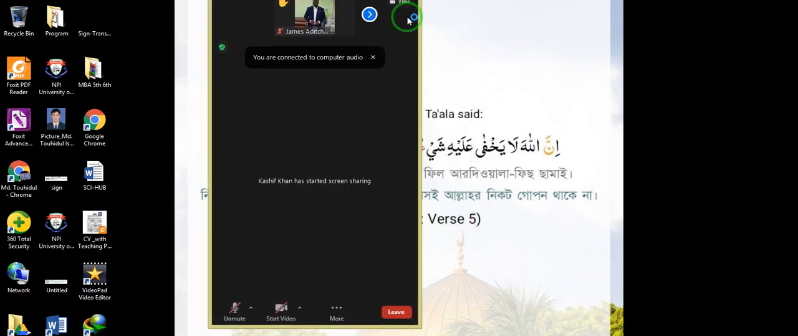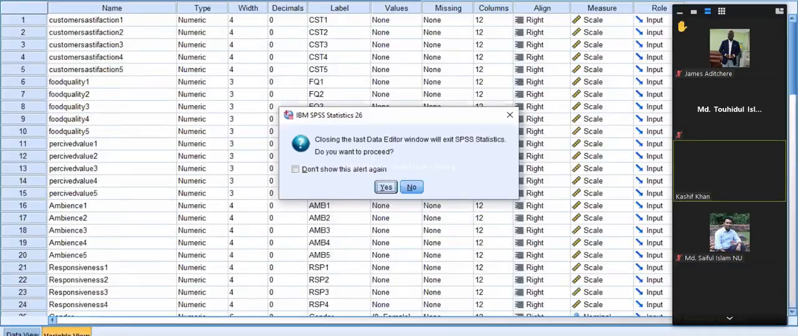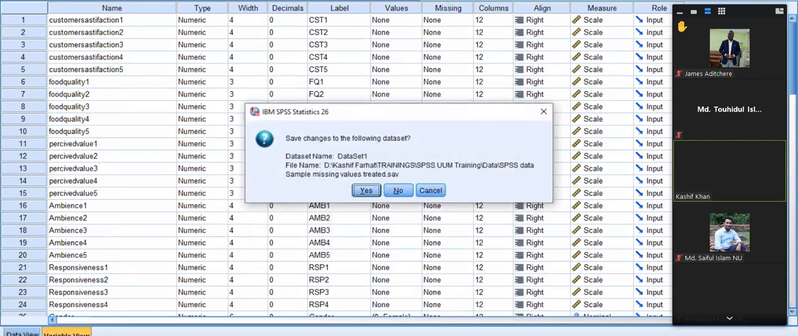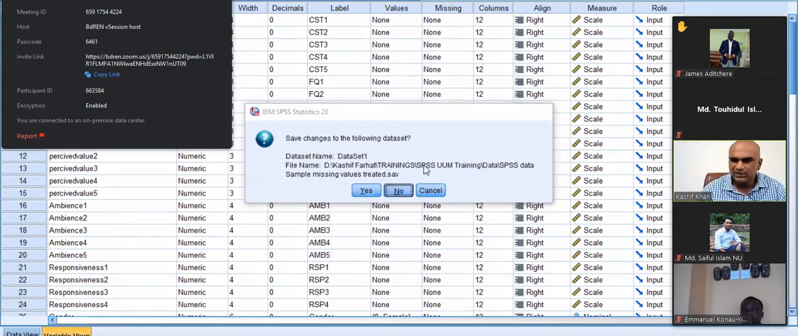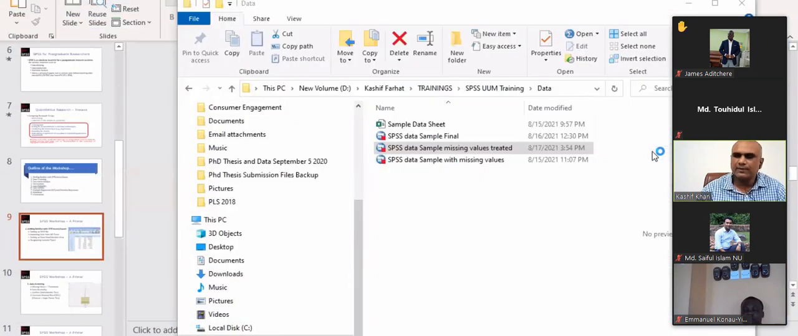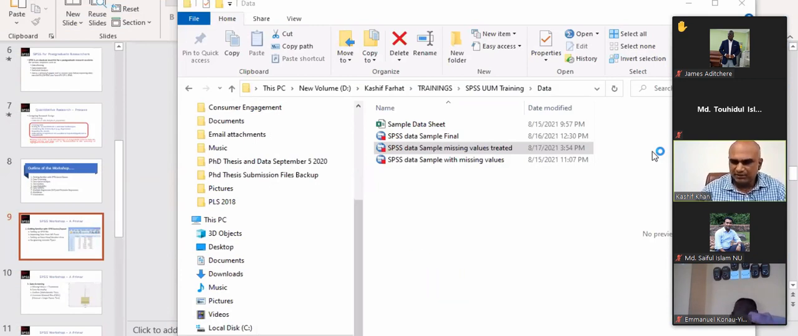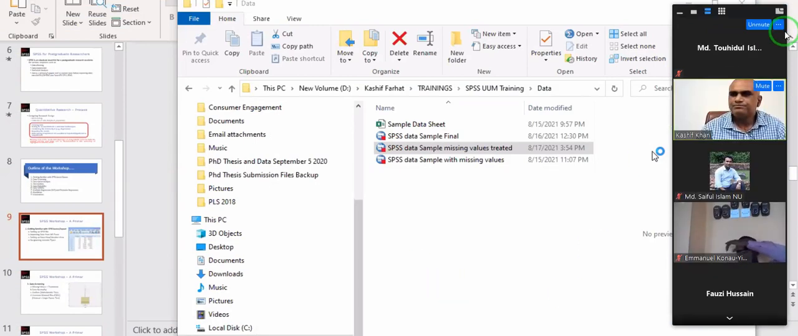You want to proceed? Yes. You want to close? Save? No. Let's say we don't want to close. I'll go here and open another sheet in which the missing values are treated. Please allow me a minute. I'm opening the new data sheet. It's pretty slow.